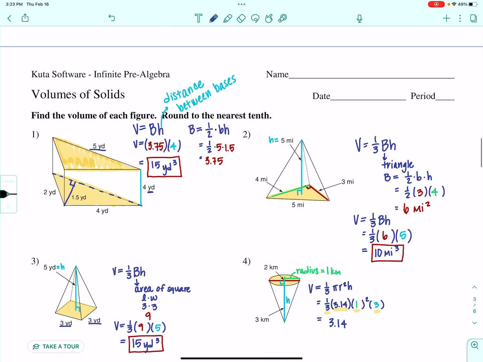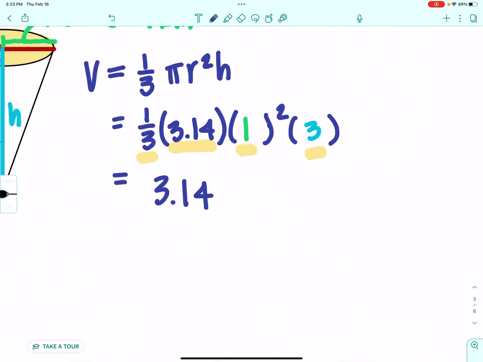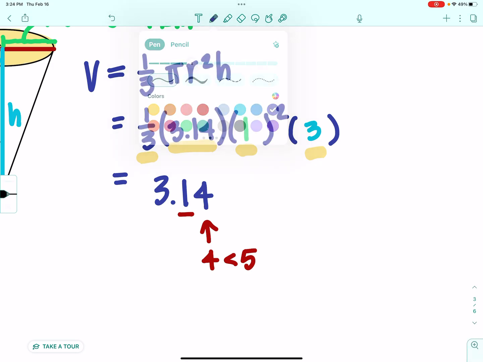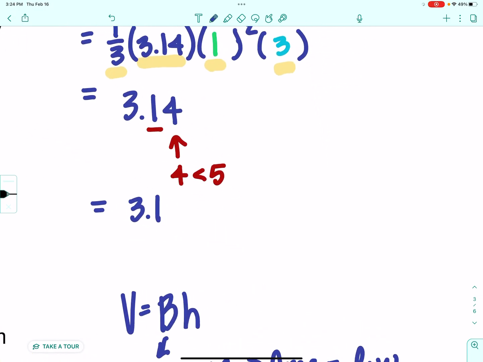Now I think the directions said to round to the nearest tenth. So the tenths place is that first place behind the decimal. That means we're going to take a look at the 4. 4 is less than 5, so the 1 stays just like it is. So we're going to do 3.1, and we were measuring in kilometers. So this is going to be kilometers cubed for the volume.